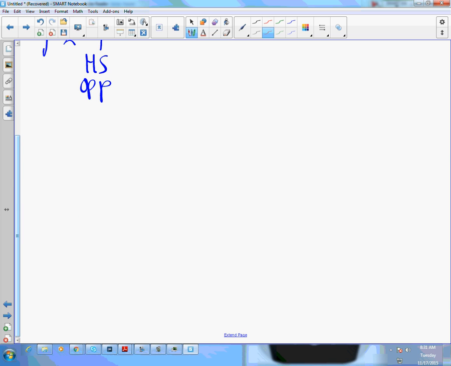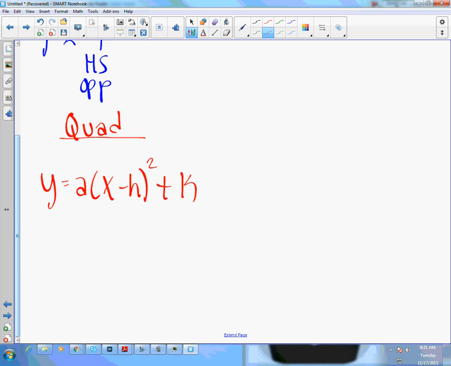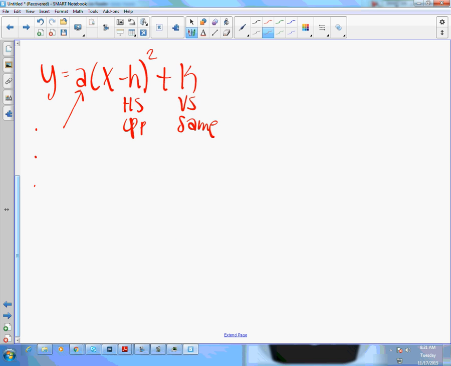So on our graph, we had written quadratics. We had written y equals a(x minus h) all squared plus k. Horizontal shift, vertical shift, opposite, same. And then we wrote for a, three things. Well, exponential behaves exactly the same. Actually, all of our functions behave exactly the same.